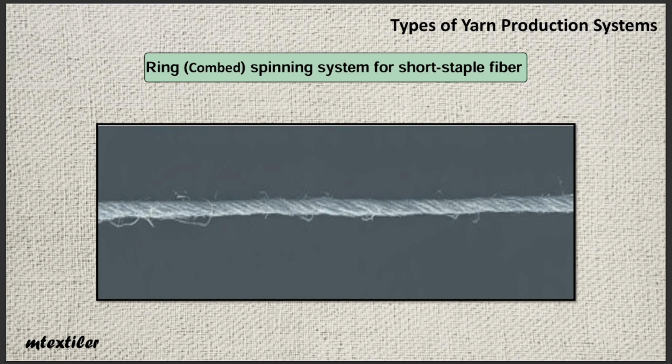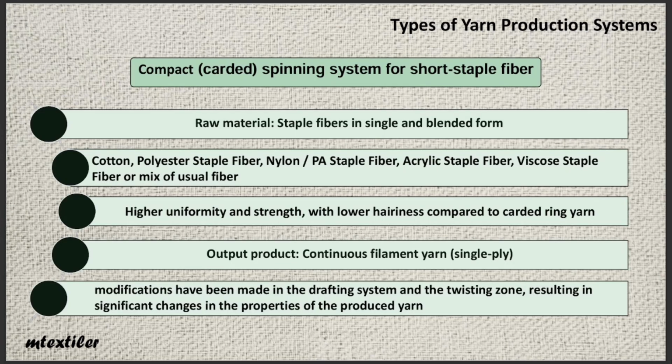In this slide, we examine the features of the compact, carded, spinning system for short staple fiber. In this system, as in ring spinning, there are also two types, carded and combed. It is important to note that this system is also based on the same ring yarn production principle, but with a series of minor modifications to the ring spinning machine, it has been able to present a different level of entanglement and complexity in the yarn structure and, to some extent, address the shortcomings of the previous system.